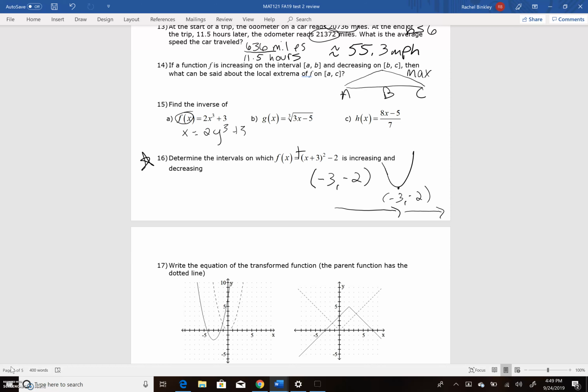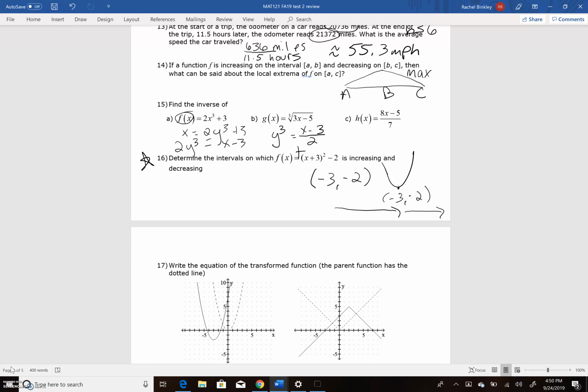So I'm going to switch these around. I'm going to put my 2y cubed on this side. And then let's subtract 3 from both sides. Then I get x minus 3. Then when I divide both sides by 2, I'm going to get y cubed is equal to x minus 3 all over 2.